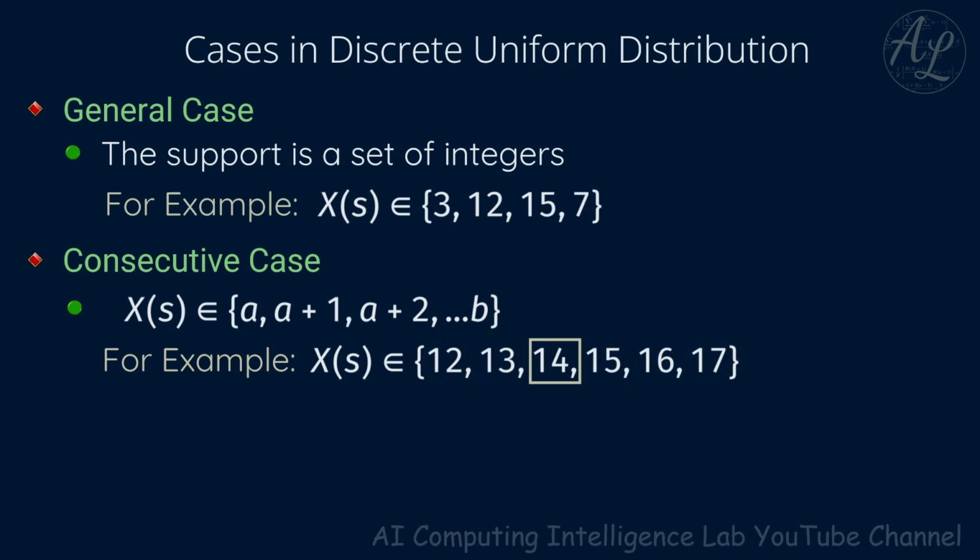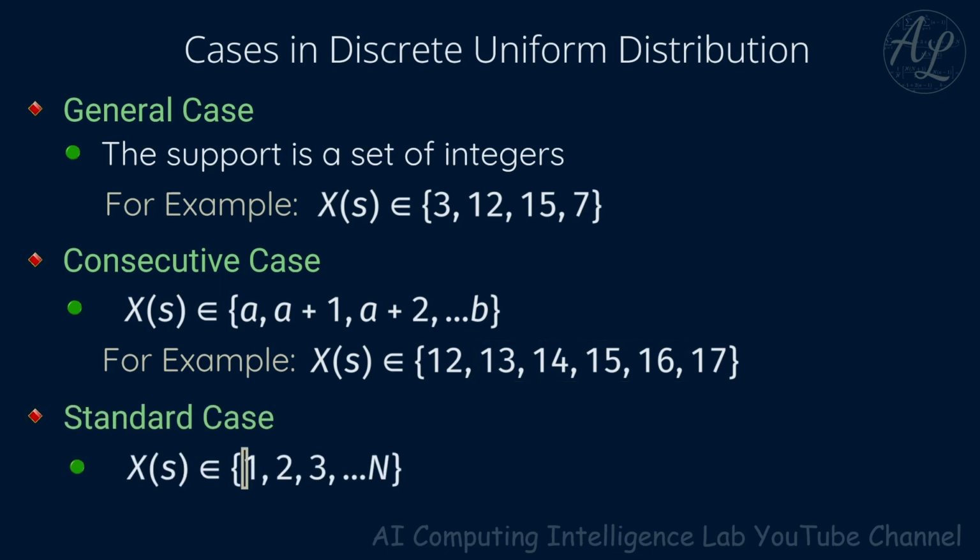But if in case this 14 is missing in here, then it is no longer a consecutive case. All of the integers in between 12 and 17 must be in here to be considered a consecutive case. Then we have the standard case. In this case, the values are increasing consecutively from 1 to n, where n is the number of values in this set. This is the most common in textbooks. This is actually a special case of the consecutive case, where A is 1 and B is n.